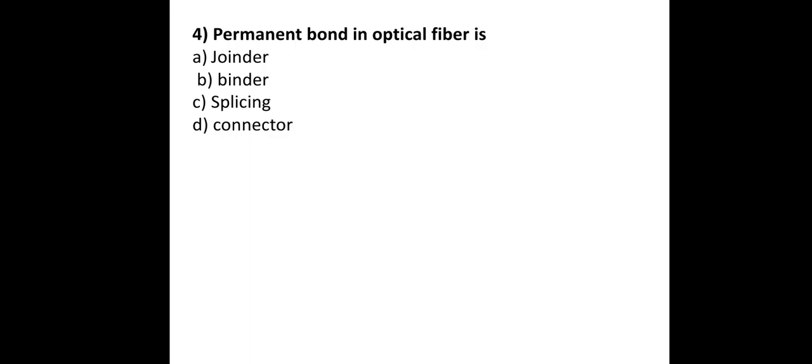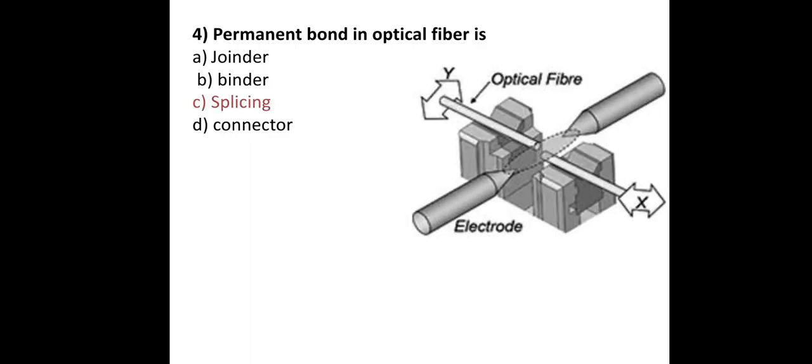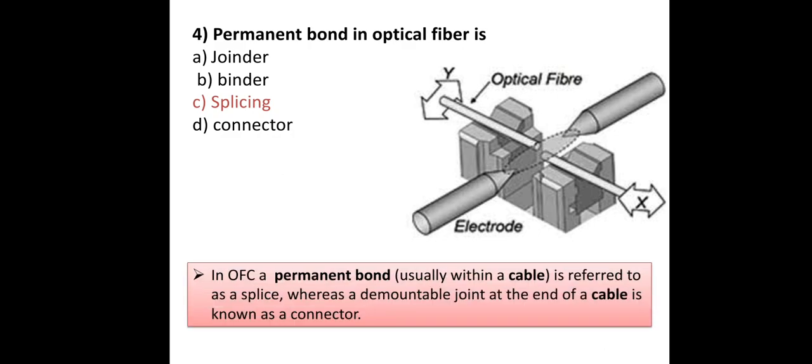Next question: a permanent bond in optical fiber is option A joinder, option B binder, option C splicing, option D connector. Okay, the permanent bond in optical fiber is splicing. In this diagram, the electrode connects fiber optic cable to fiber optic cable. In OFC, a permanent bond, usually within a cable, is referred to as a splice, whereas a demountable joint at the end of the cable is known as a connector. The option C is correct.